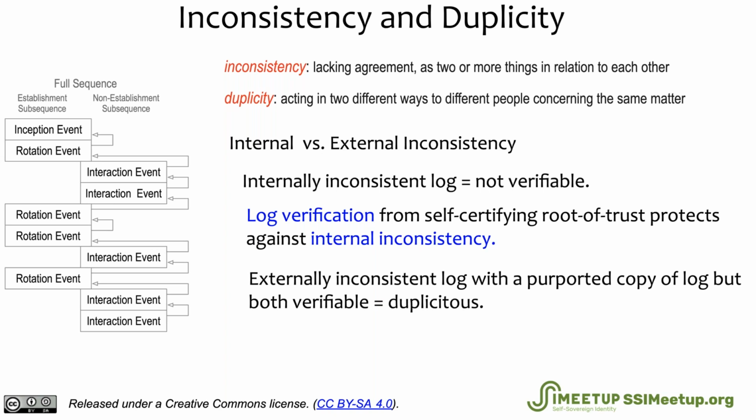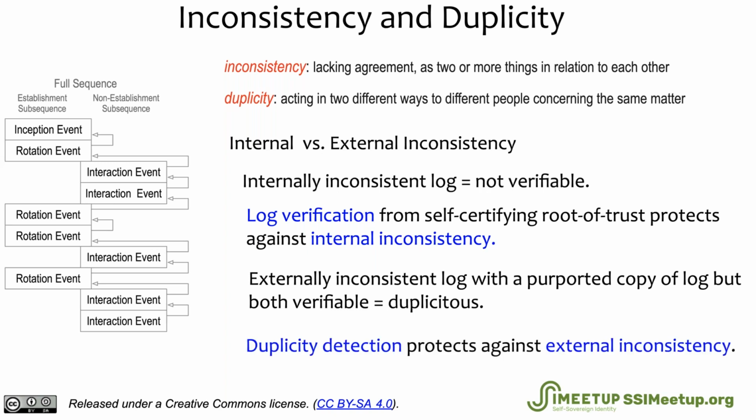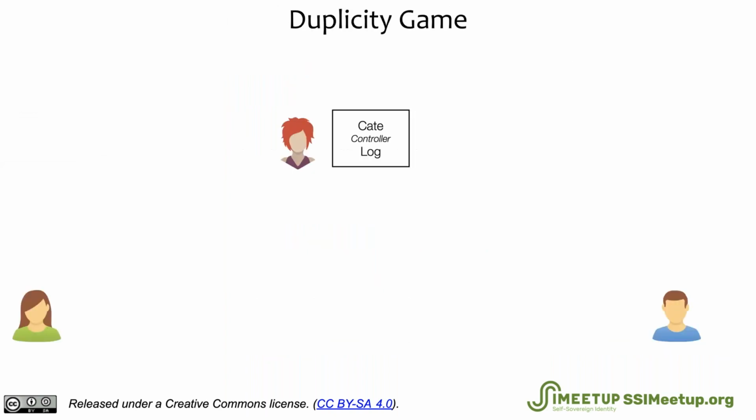External inconsistent log comes when I have a purported copy of a log and both logs are internally consistent. They're both verifiable, but the logs themselves are different. So I've got a purported copy that does not match. That means I have a duplicitous log, and duplicity is protected by using duplicity detection. So we need duplicity detection added on to internally consistent logs to protect against external inconsistency. So we're going to talk about those, and we're going to play a game.